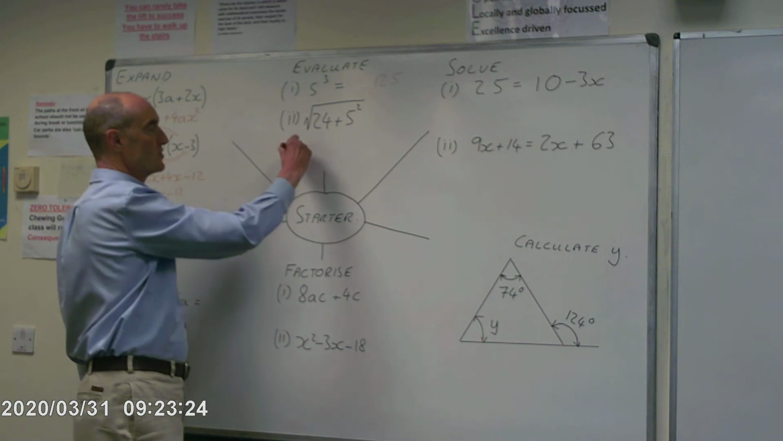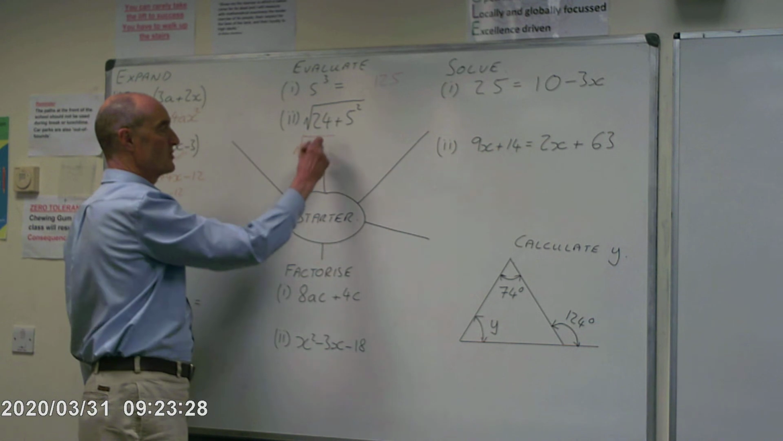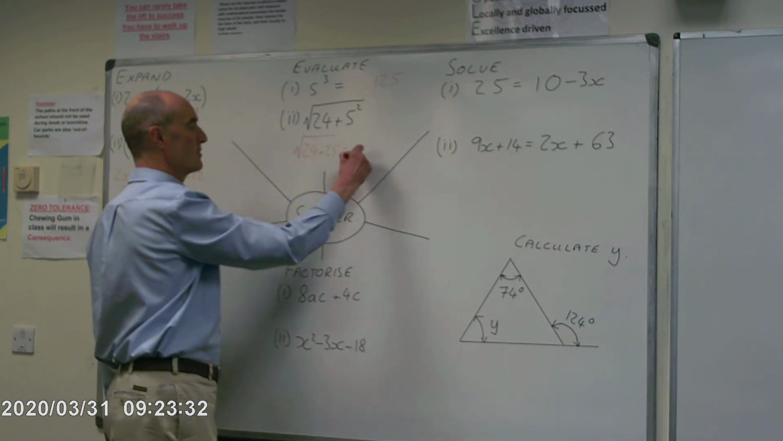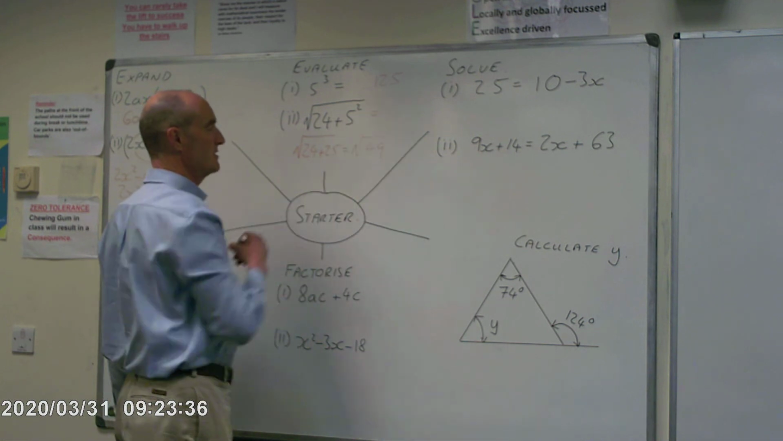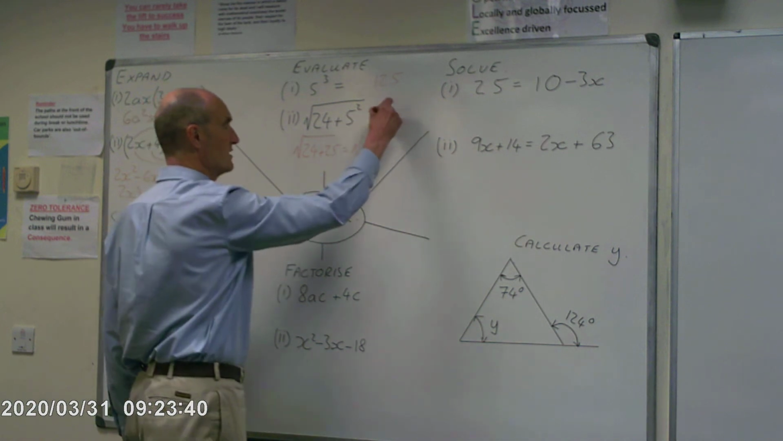Okay, the square root sign. We've got 24 plus 5 squared, so plus 25. So altogether, we've got the square root of 49. What's the square root of 49? What multiplied by itself makes 49? The square root of 49 is 7.